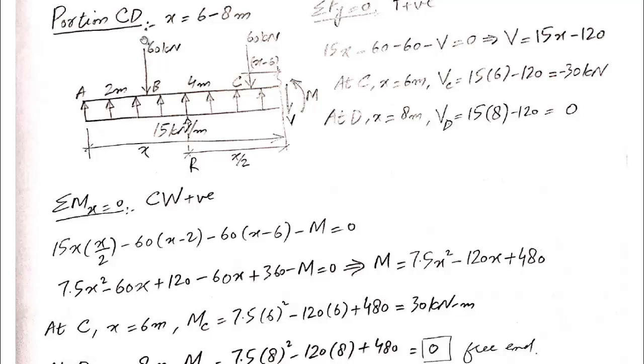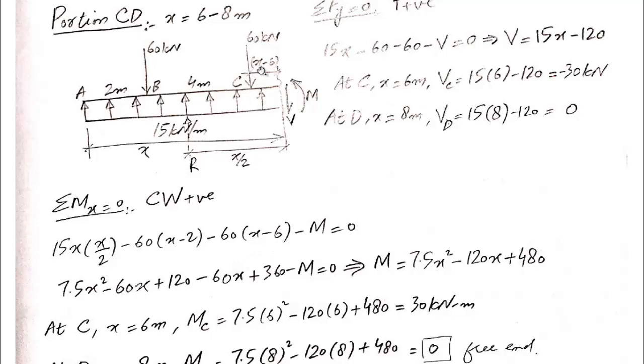Then the next force is the 60 kilonewton force. It is producing moment in counterclockwise direction, so it will be taken as negative. Minus 60 into x minus 2. X minus 2 is this distance from the 60 kilonewton force up to the section. And then this last 60 kilonewton force, which is also producing moment in counterclockwise direction, so it should be taken as negative.